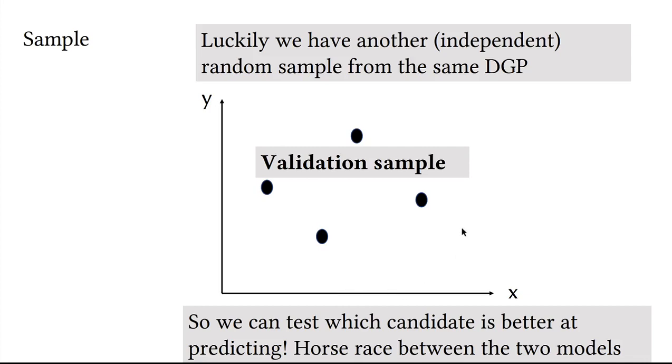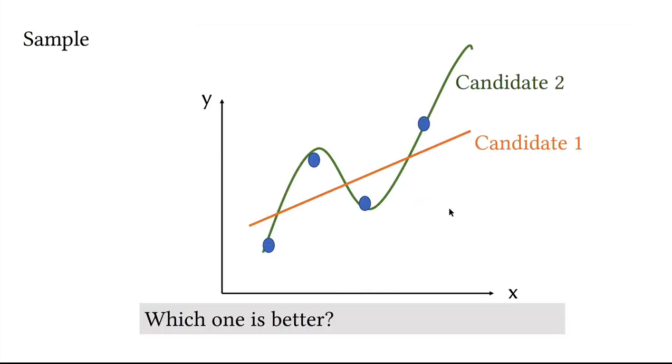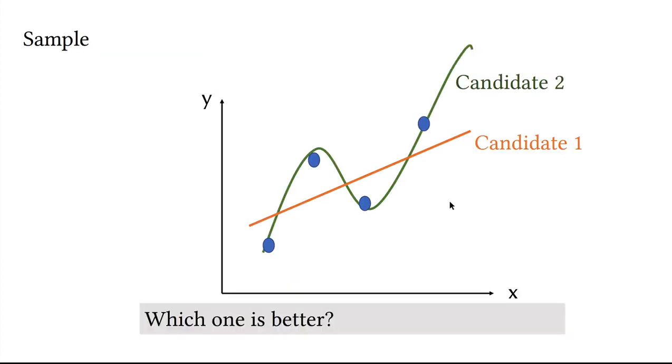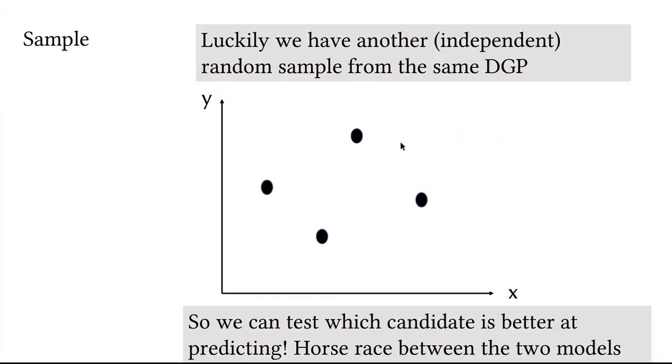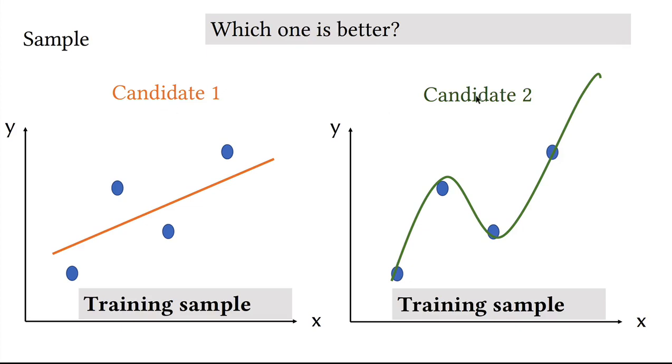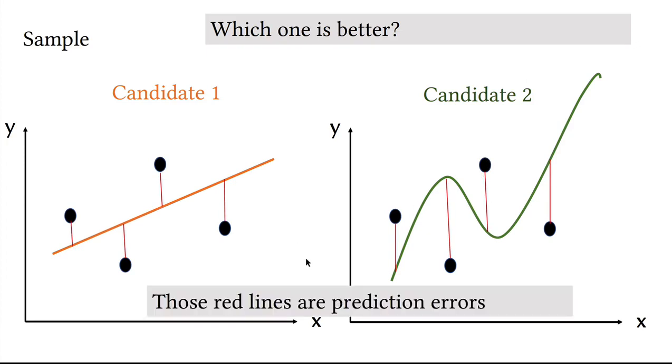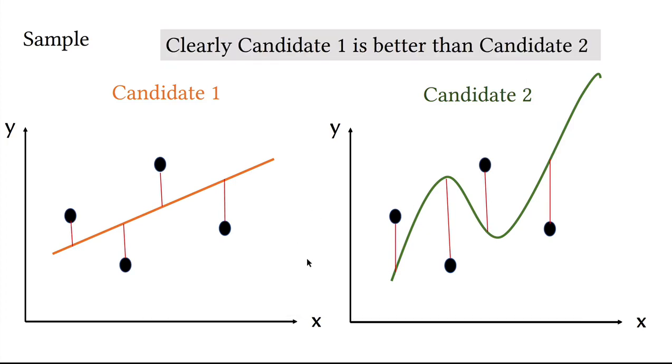So we will call this a validation sample, and the previous one we called a training sample. So this is a training sample and this is a validation sample. Now, this is our candidate 1, this is our candidate 2. We are going to put in the validation sample and ask ourselves where the prediction errors are smaller, when we use the candidate 1 model or when we use the candidate 2 model. Now, those red lines are prediction errors, and clearly candidate 1 is better than candidate 2.